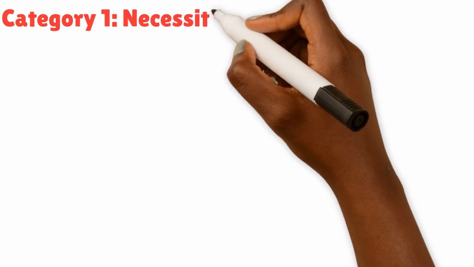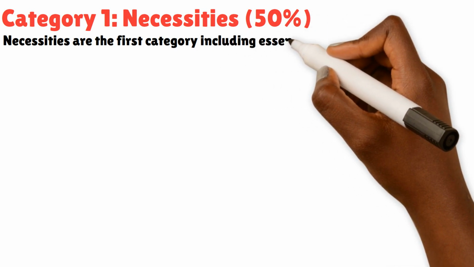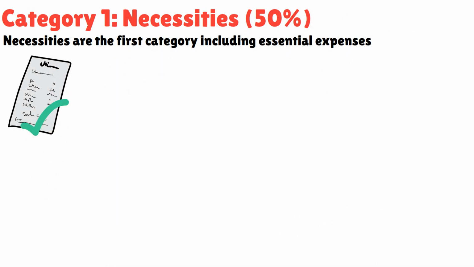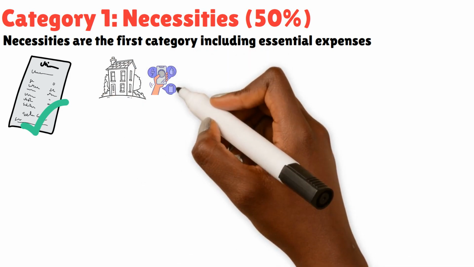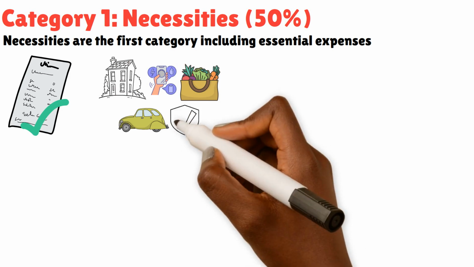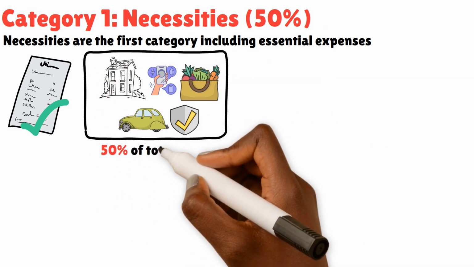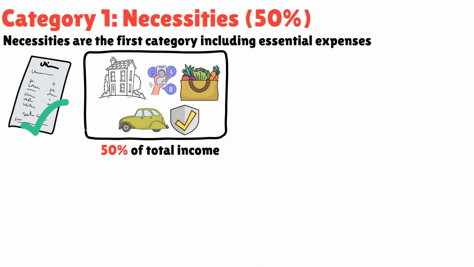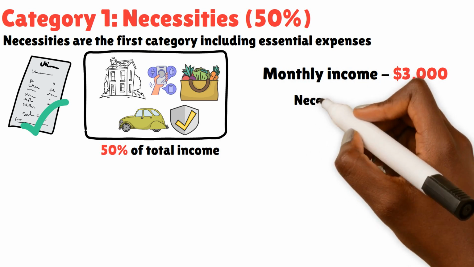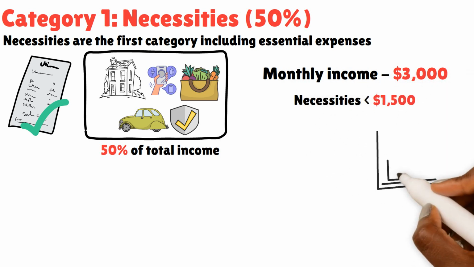Category 1, necessities. Necessities are the first category, which includes all of your essential expenses. These are the bills and payments you cover to maintain a stable lifestyle. They include rent, utilities, groceries, transportation, insurance, minimum debt payments, and any other unavoidable cost. The goal of this category is to keep these expenses within 50% of your total income. For example, if your monthly income is $3,000, then the total allocation for necessities should not exceed $1,500.